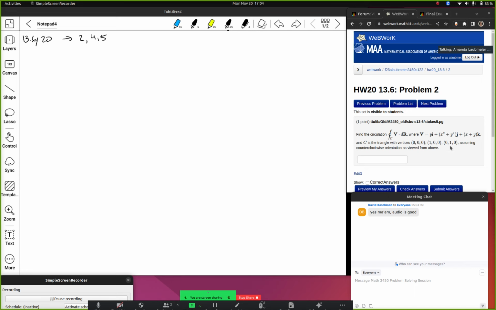I've already pulled up problem 2 right here, where we're instructed to find the circulation for F dot dr, where V is given by this vector field, and C is a triangle with those vertices, assuming counterclockwise orientation as viewed from above.